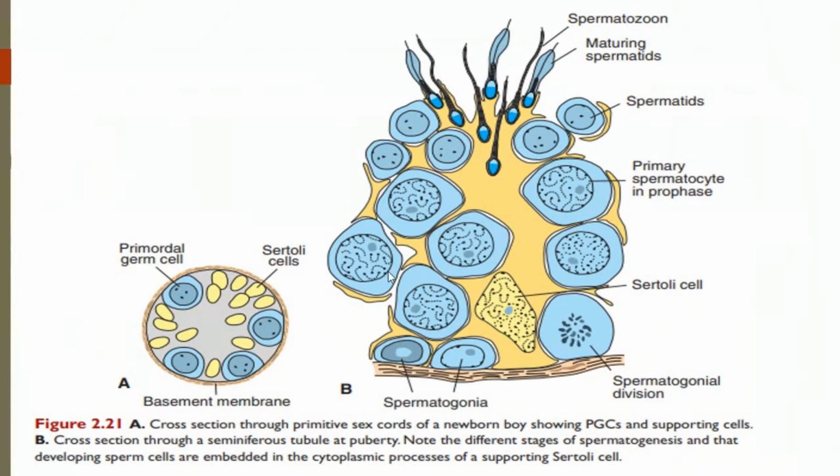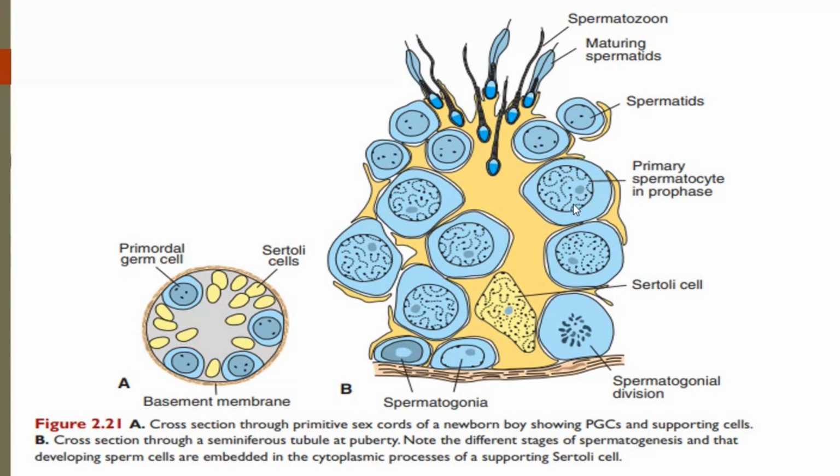So now, this is the part of the seminiferous tubule. This is a cross section, and this is the part of the seminiferous tubule. This is the diagram, so everyone is supposed to know this. So this is a spermatogonia. It's a germ cell. The spermatogonia will undergo mitosis and will produce a primary spermatocyte.